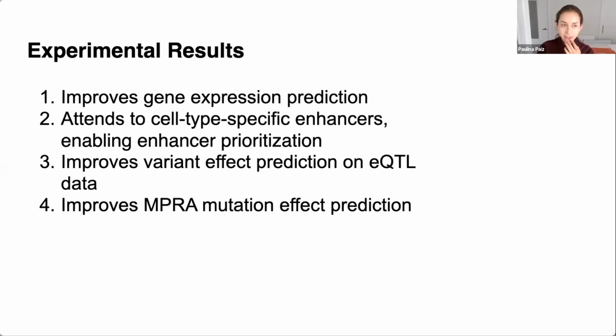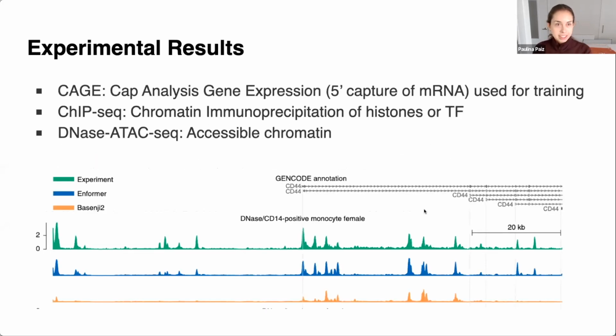Awesome. Okay, so the 4 main experimental results, starting with improving gene expression prediction. First, I'm going to give a bit of background because they use a lot of terms here. So CAGE is cap analysis gene expression, and it's just 5' capture of mRNA that's used for training the model. ChIP-seq is chromatin immunoprecipitation of histones or transcription factors, and then DNA, and this should be a slash or a TAC-seq, measures accessible chromatin. If you're not familiar with these genome tracks, these are peaks that are called for regions of DNA that are enriched in the assay.